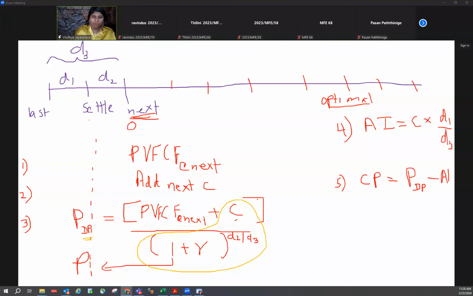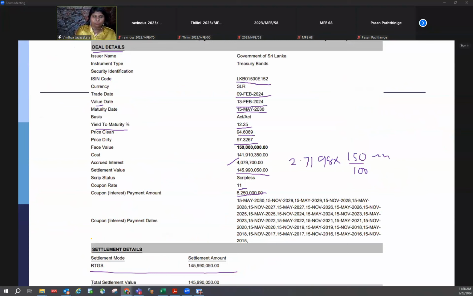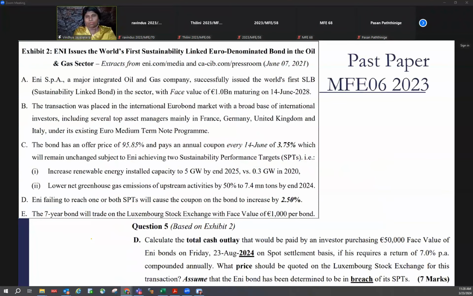Okay. Let's try another question. This is a past paper question. This is last year's paper. Let's try this question, part number D, question number 5. Your past paper is uploaded now. So if you want to, you can download the past paper.